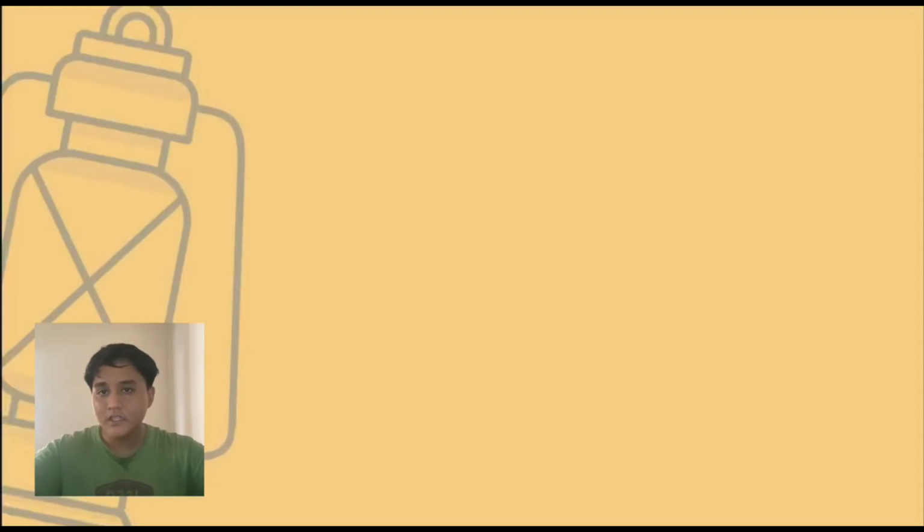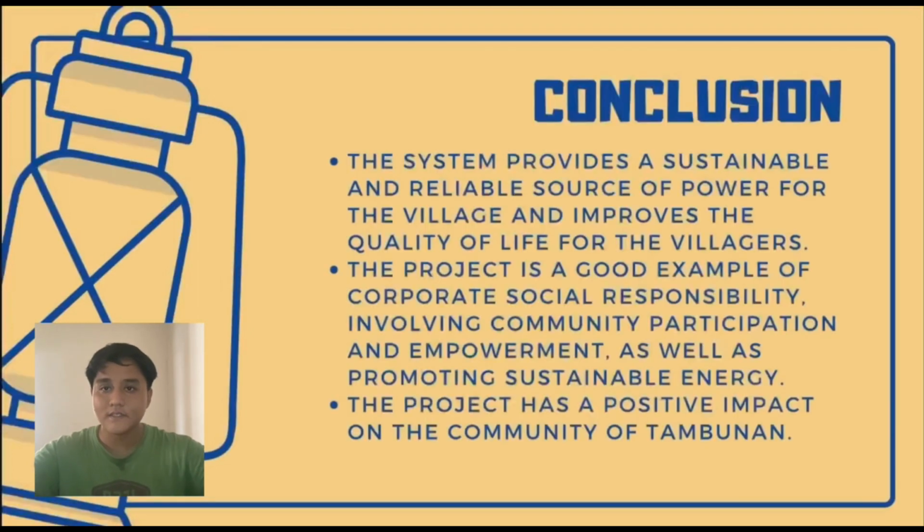In conclusion, our team has successfully designed and installed a small-scale electrical power system for the rural village of Tambunan. By utilizing a solar power system, we were able to provide a very reliable and renewable source of electricity to the common hall that gives power to the lights and fans for the villagers. This project not only improves the quality of life for the villagers, but also serves as a model for rural village communities looking to improve their access to electricity.